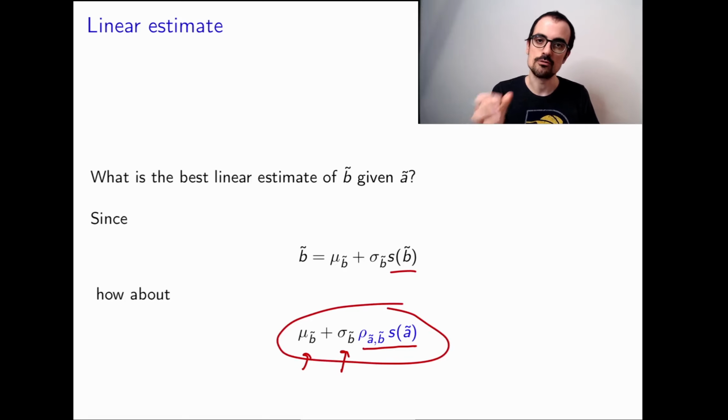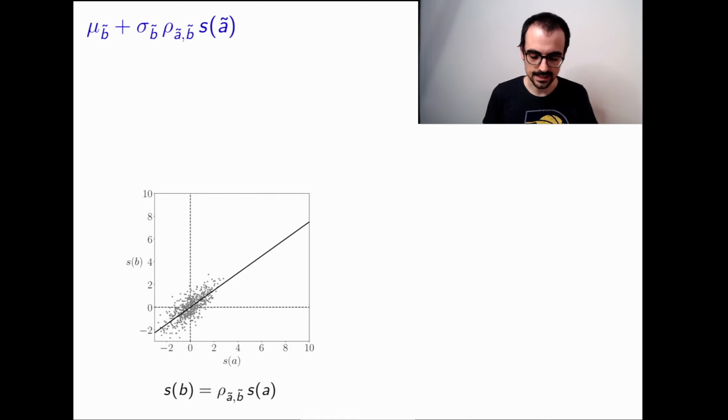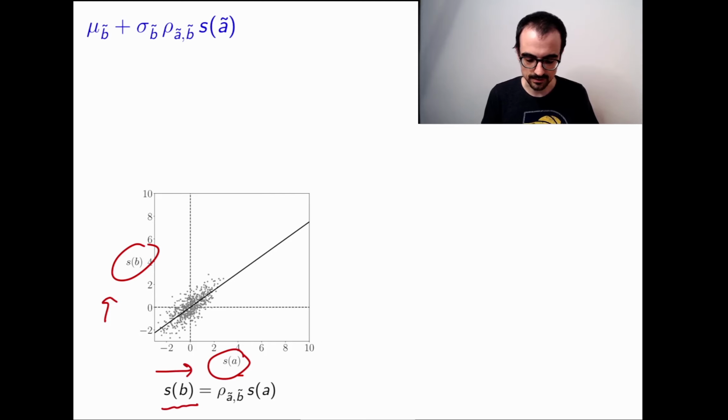What this estimate of B given A is. So let's take a look first at a case where we just have S of B and S of A. So this is S of B and this is S of A, and we established that the best linear estimate of S of B in terms of S of A is obtained by just multiplying by the correlation coefficient.